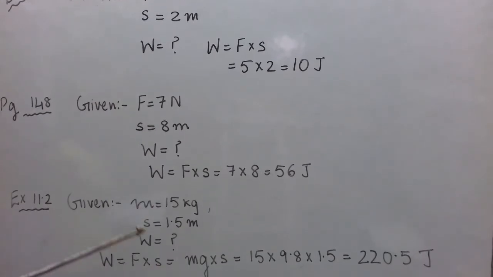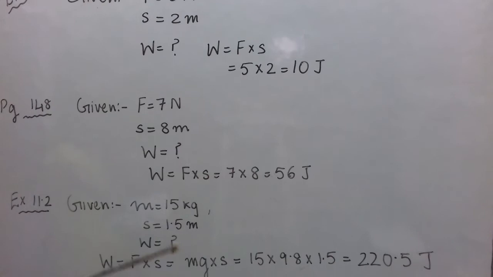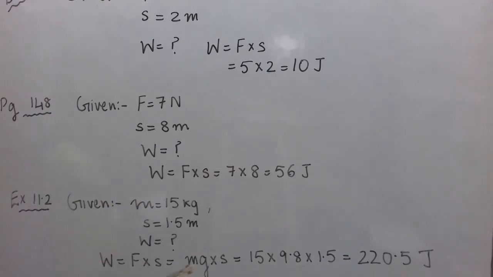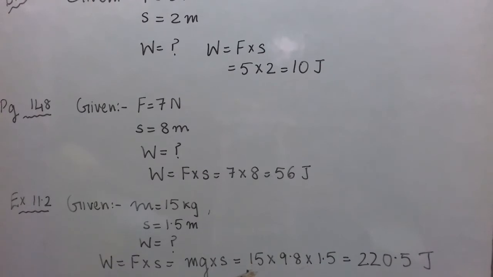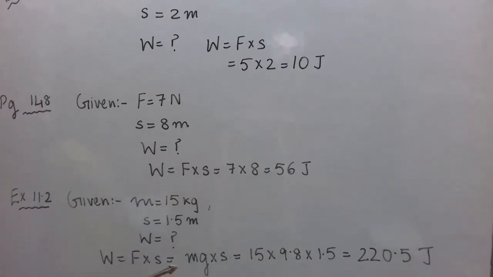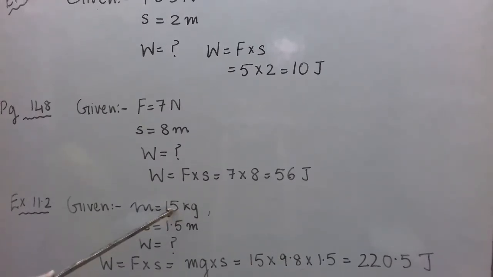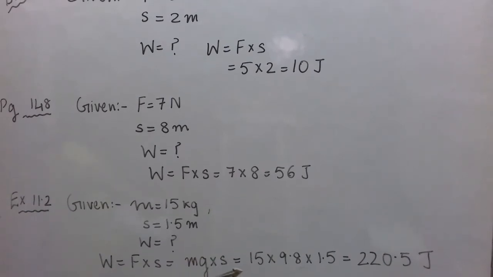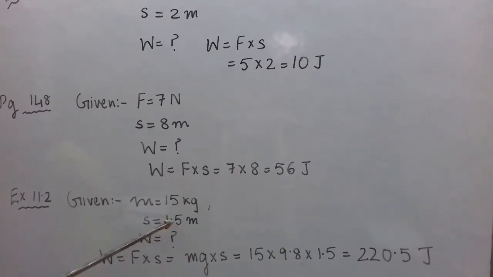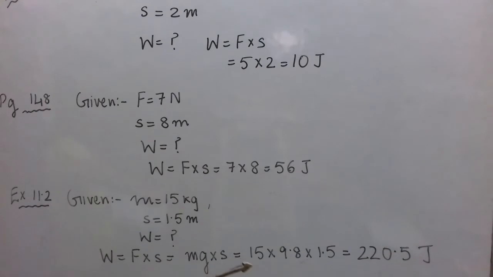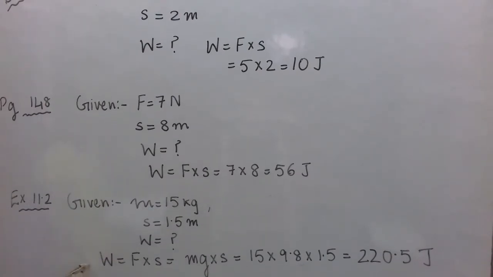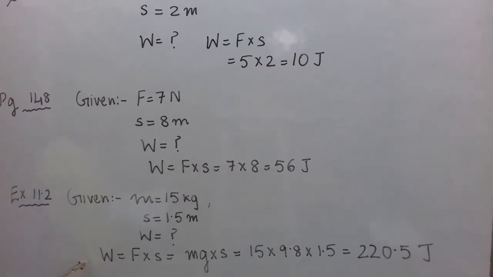Okay, so if you want, you can write g in the given also. Otherwise, you know that small g, when not given, we have to take it as 9.8 meter per second square. So put the value of mass 15 kg and g 9.8 meter per second square, s is 1.5 meter. When you multiply, the answer comes out to be 220.5 joules.